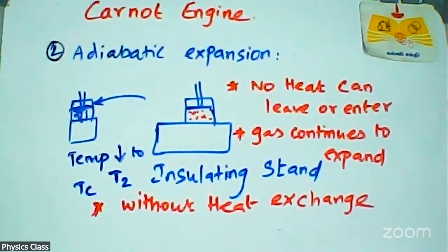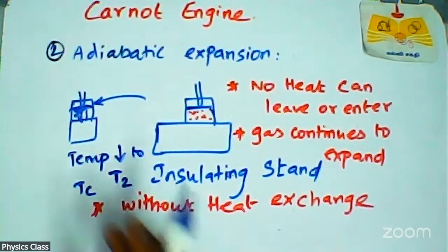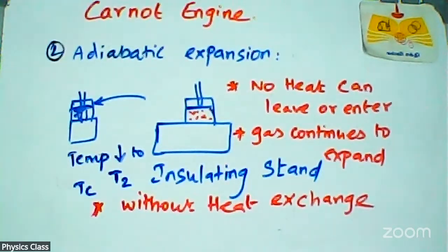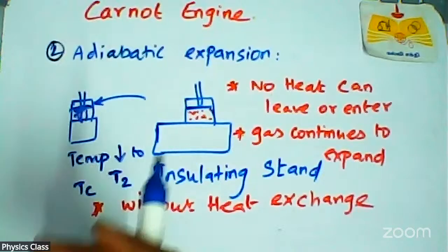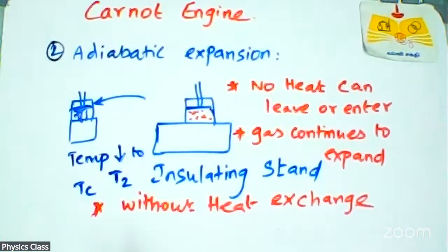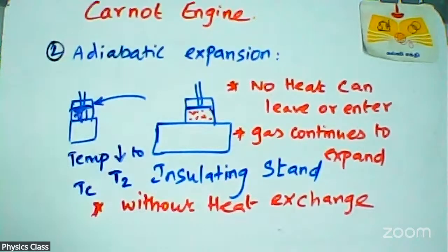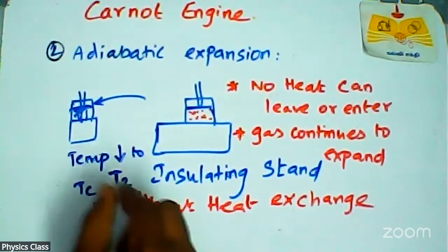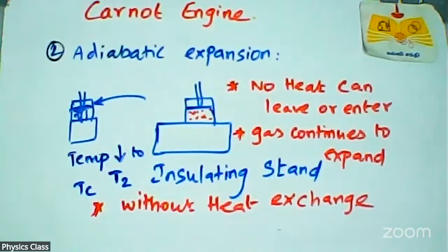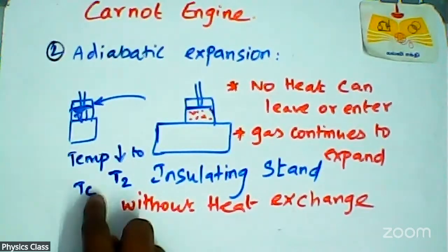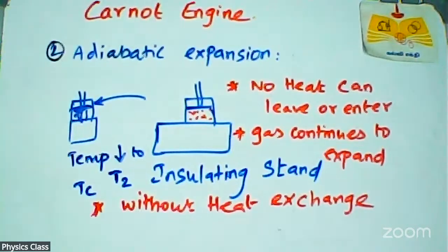Why? Because as it expands, it has more area. And the temperature drops too, because once the hot reservoir is taken out, there is no heat source to the system, so there is no chance for the temperature to rise. So that temperature drops to some low value, that is TC or T2, the temperature of our cold reservoir.